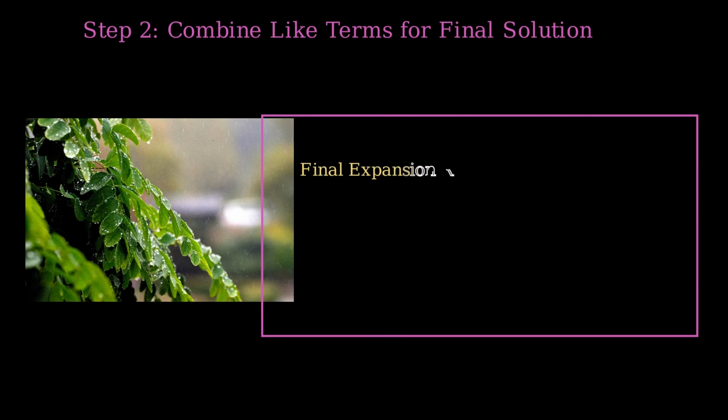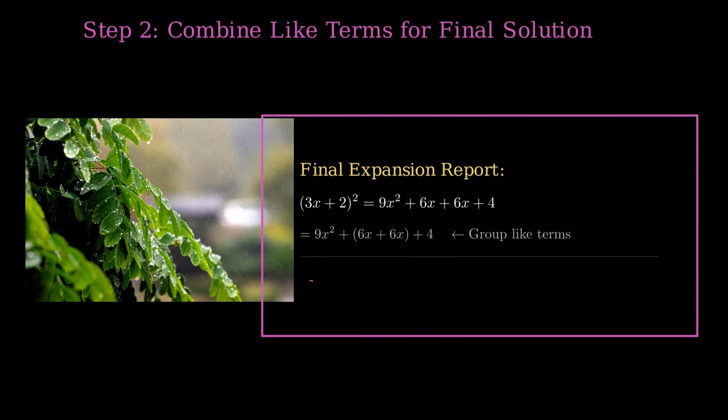Step 2. Finally, let's combine the middle like terms. Notice that we have 2 identical 6x terms in the middle, just like the 2 rectangles in our area model. Adding 6x and 6x gives us 12x. Therefore, our fully simplified final trinomial answer is 9x squared plus 12x plus 4. The perfect square binomial problem is completely solved.